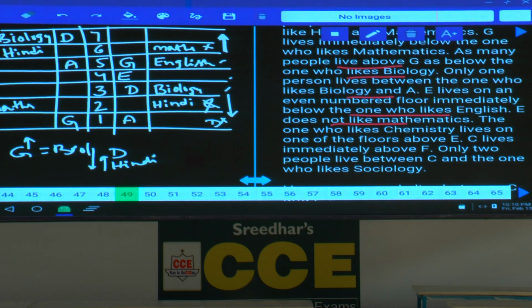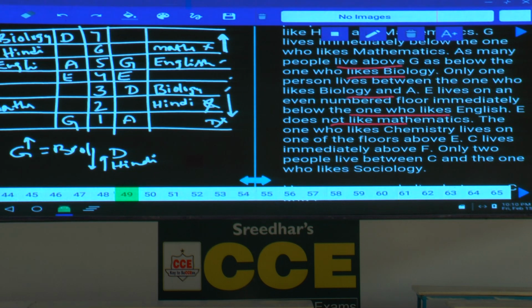Then again coming to this one. Now, E cannot be on the 6th. Now, E cannot be on the 2nd floor. Why can E not be on the 2nd floor? Because E likes mathematics, isn't it? Hence, E must be either on the 4th floor or on the 6th floor. 6 is also not possible. Hence, E must be here. If E is here, the one who likes English must be on the 5th floor.